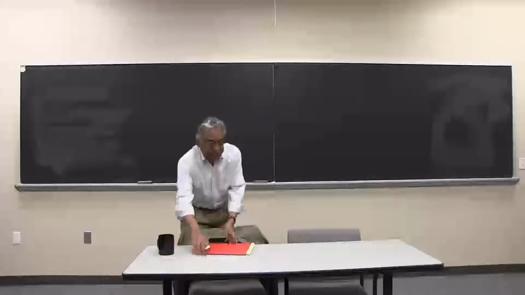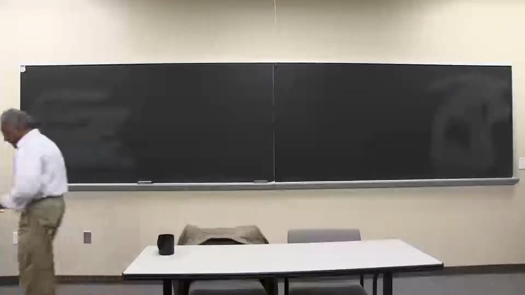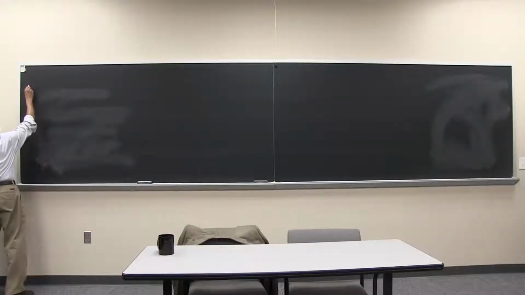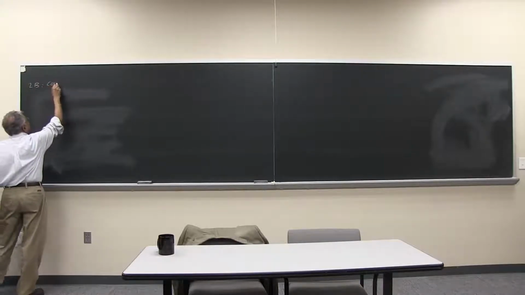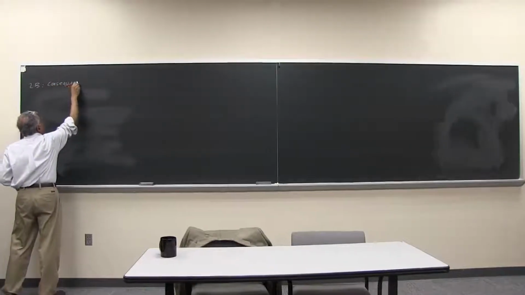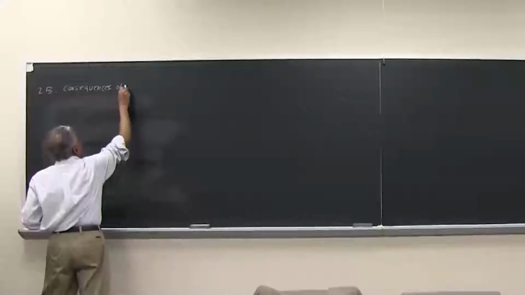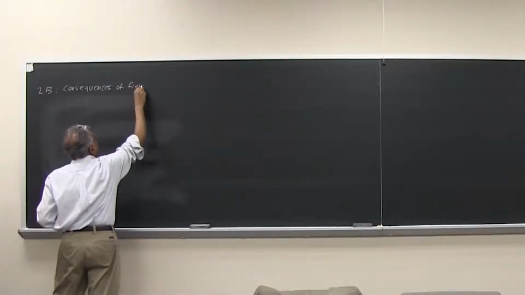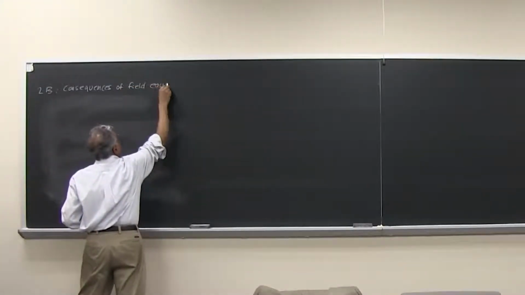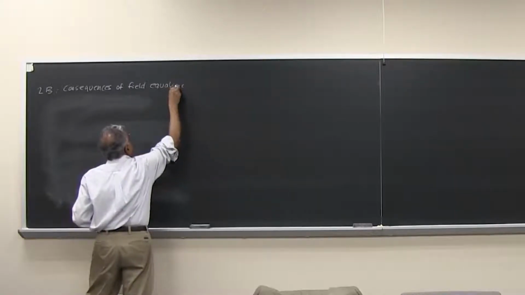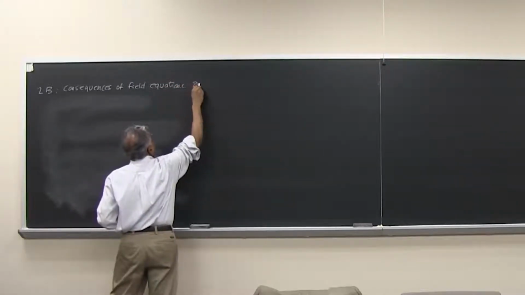So we'll finish the peeling properties today, and then we'll begin more physics from it. Right now what we're doing is gravitational waves, and part B, which is consequences of field equations. In particular, peeling.